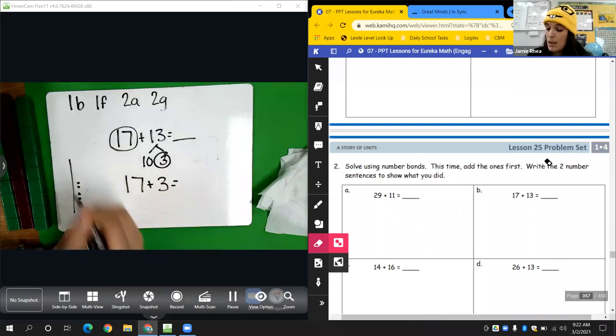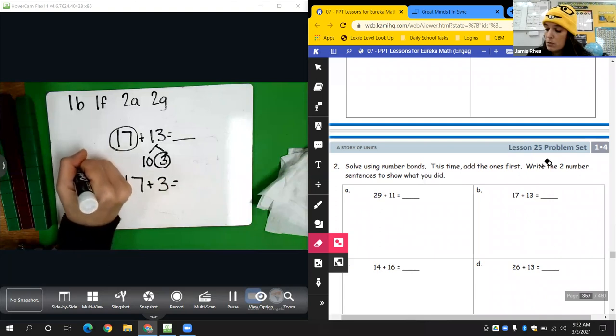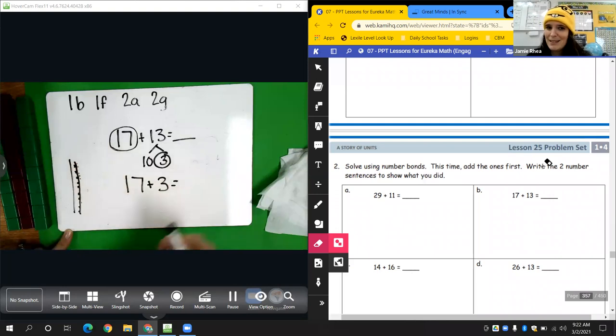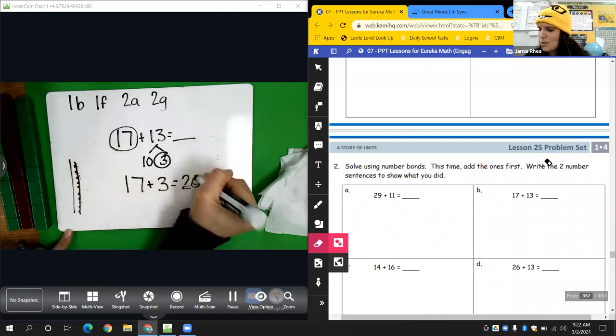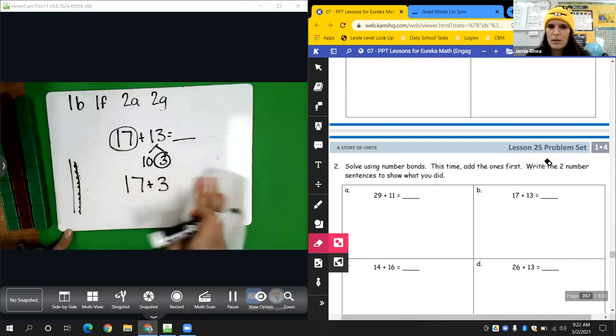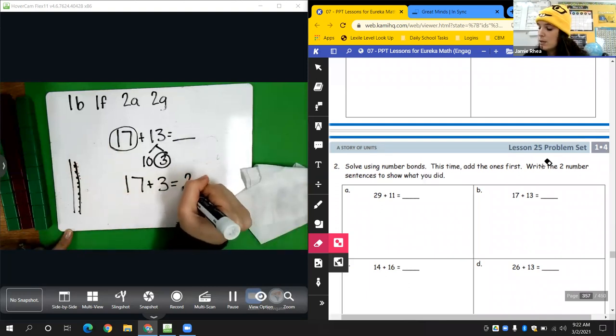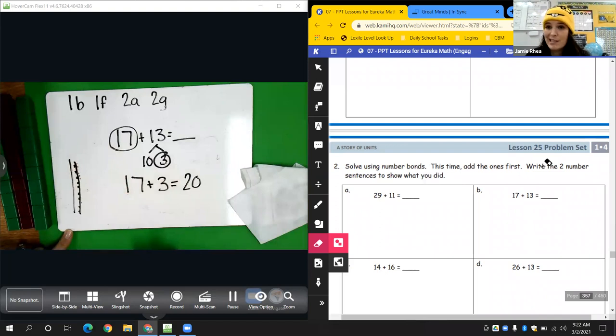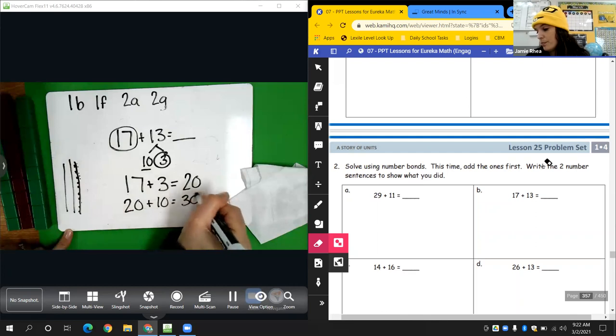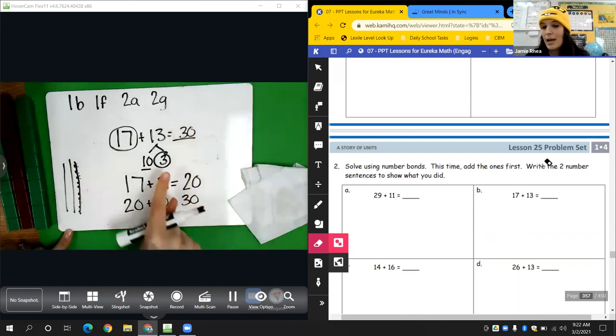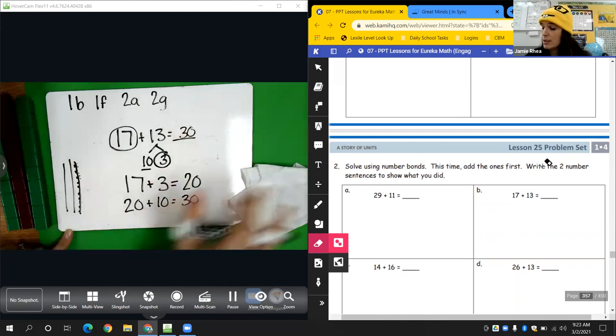4, 5, 6, 7. And I'm going to add 3 more. 1, 2, 3. I know that 7 plus 3 is 10. So that makes that 20. Oh, let's try that again because something happened to my marker there. 2 tens make 20. Not done because now I have to add my 10. 20 plus 10 more equals 30. Okay, you're adding your ones first on 2A and 2G. All right, let's look at one more.